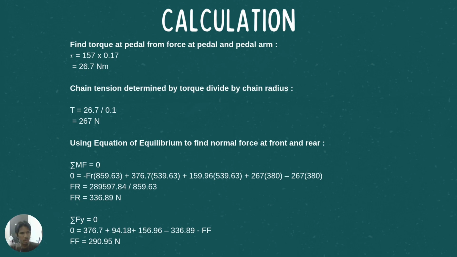And to find the normal force, we use the equation of moment at the front, and we got the force at the rear, which is 336.89 Newton. And then with that value, we use the total force in y direction and get the force at the front, which is 290.95 Newton. So that's all for me.